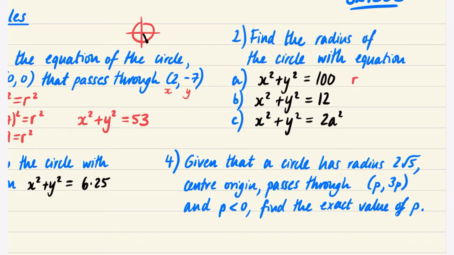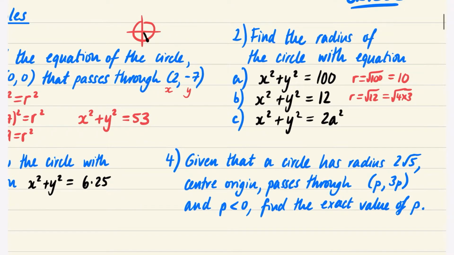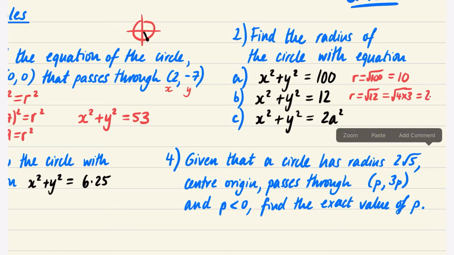So for this first question, the radius is the square root of 100, which is obviously just going to be 10. For the second one, the radius is the square root of 12. Now, if you put that on your calculator, it will simplify that as a surd, but you need to think about how you simplify these surds. Now, 12 can be rewritten as 4 times 3, so it's the square root of 4 times the square root of 3, which is just 2 root 3.